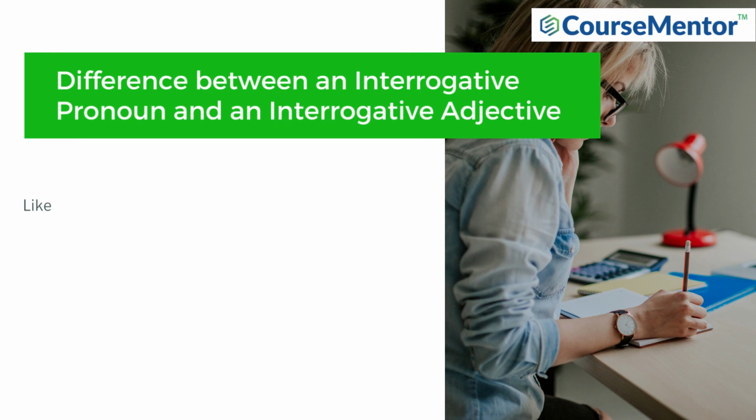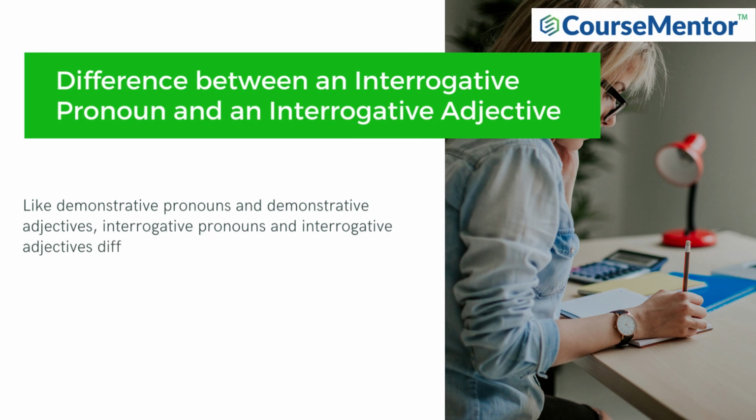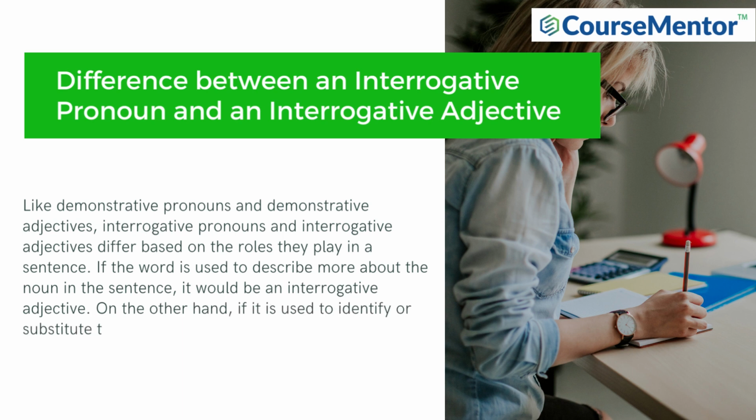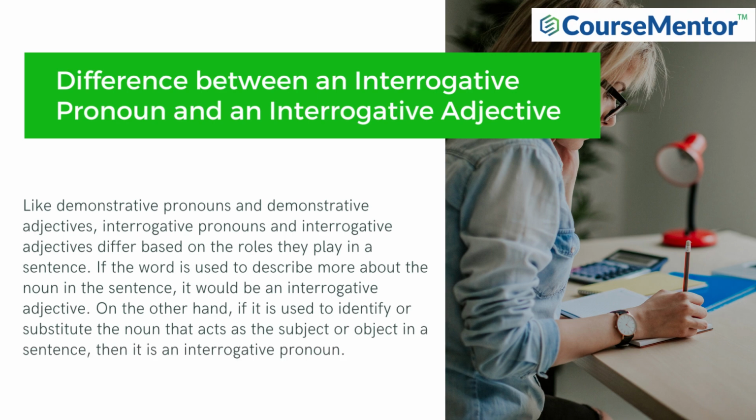Difference between an interrogative pronoun and an interrogative adjective. Like demonstrative pronouns and demonstrative adjectives, interrogative pronouns and interrogative adjectives differ based on the roles they play in a sentence. If the word is used to describe more about the noun in the sentence, it would be an interrogative adjective. On the other hand, if it is used to identify or substitute the noun that acts as the subject or object in a sentence, then it is an interrogative pronoun.